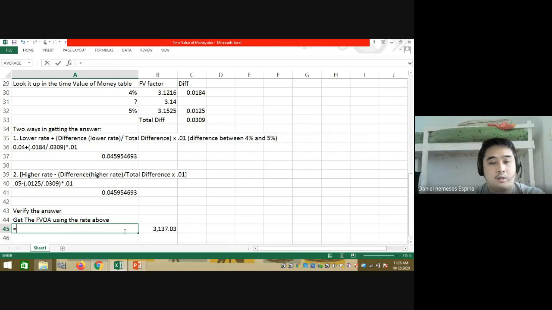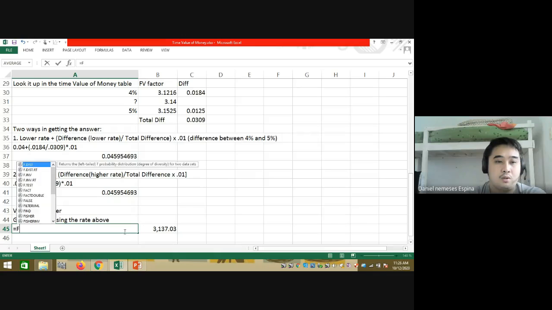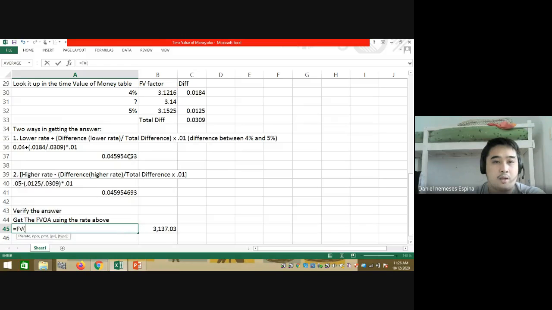So to get that, we use the future value rate function. N per is 3 years. Payment is negative 1,000. PV is 0, and type is 0, at the end of the period, because this is an ordinary annuity.